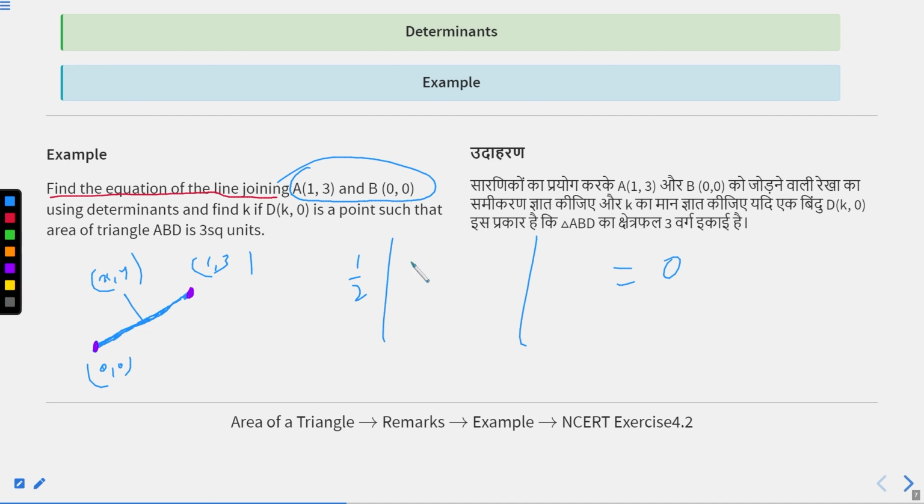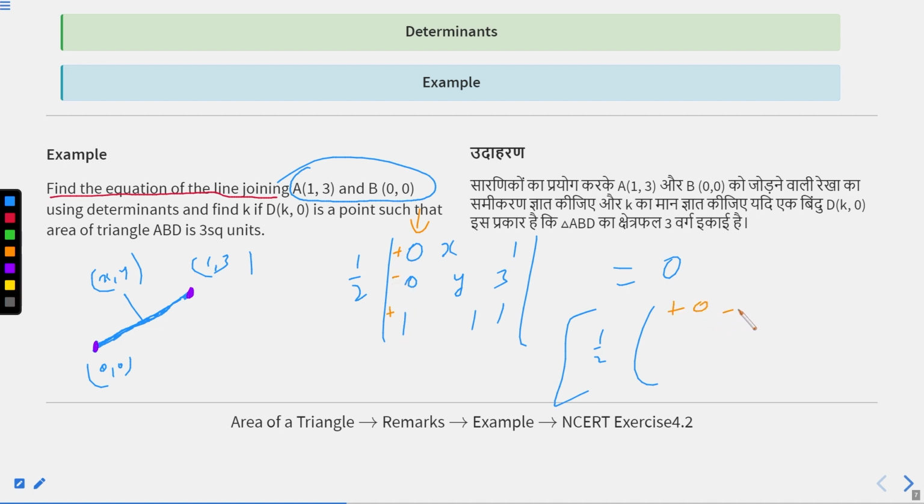So I will write x1, x2, x3, y1, y2, y3 and 1, 1, 1. Now I will find half of this. Let me write it over here. I will do my expansion along column 1, with signs plus, minus, plus.